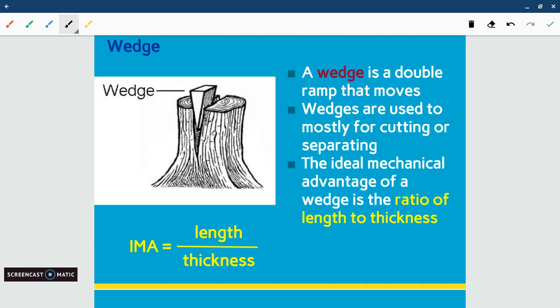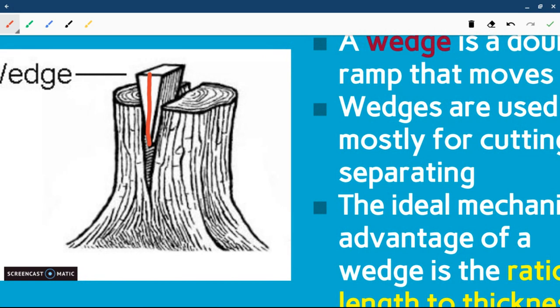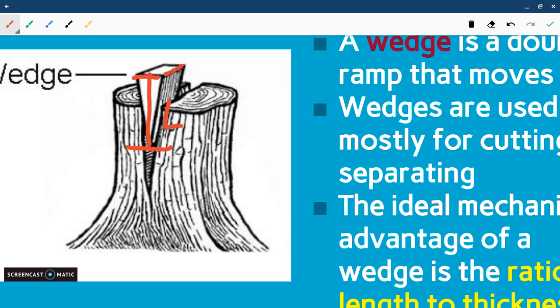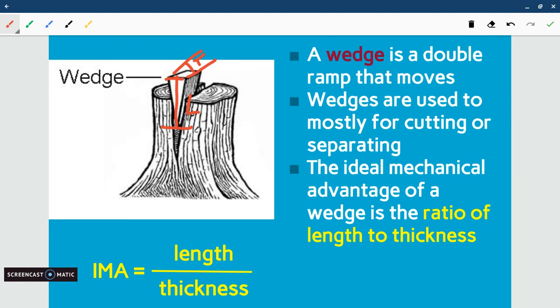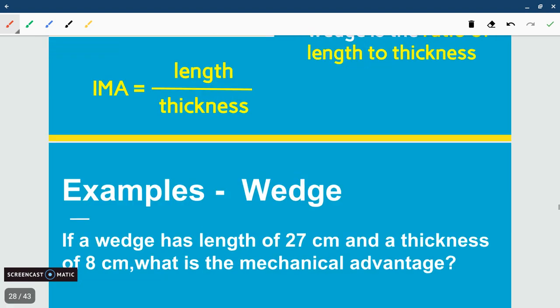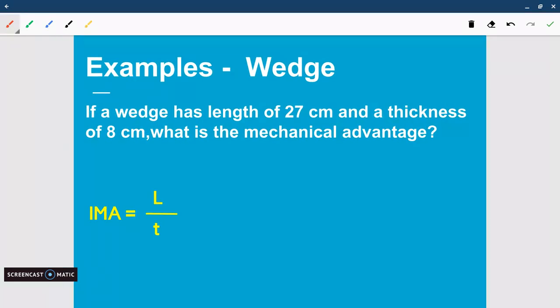The ideal mechanical advantage of a wedge is the length divided by the thickness. In this case, if I go in a little bit bigger so you can see, the length is going to be from here to here. And the thickness is going to be this distance right here. So if I'm going to calculate the mechanical advantage of a wedge, if a wedge has a length of 27 centimeters and a thickness of 8 centimeters, what is the mechanical advantage?